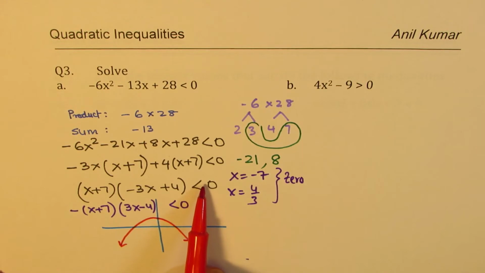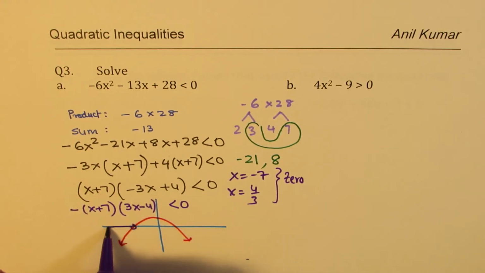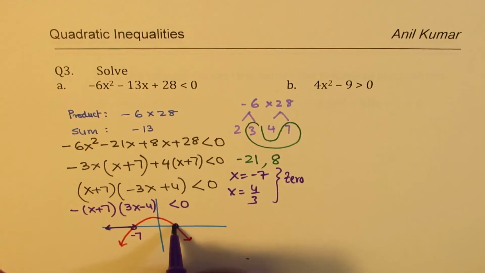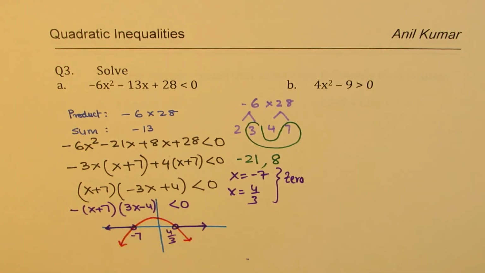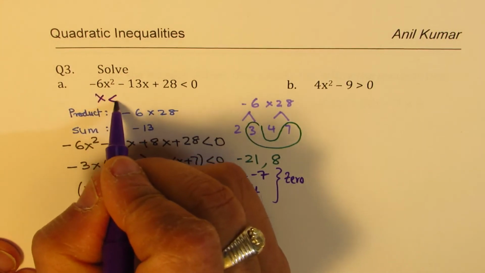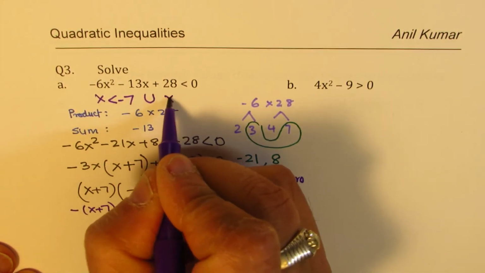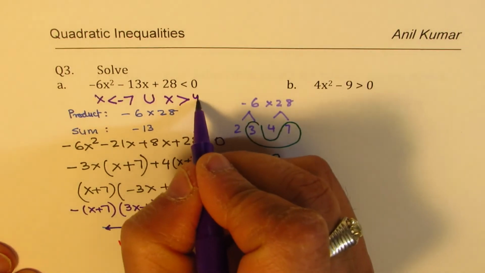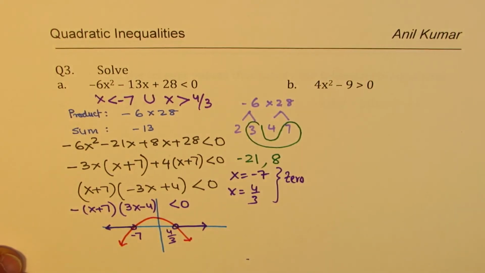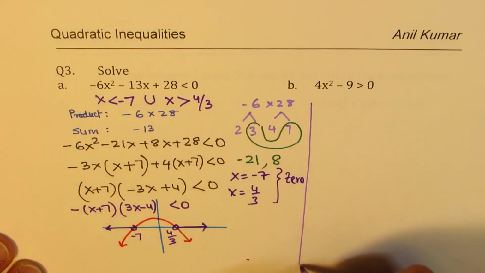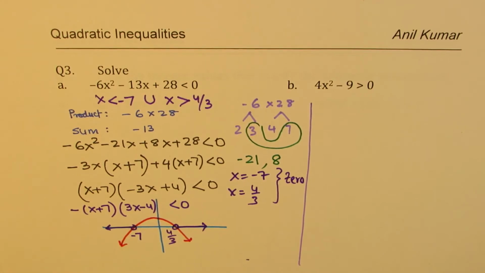Since we are looking for values which are less than 0, the solution will be what? The solution is going to be on the left side of the first zero, which is at minus 7, and on the right side of the second zero, which is at 4 over 3. So the solution for this will be that x should be less than minus 7 union x should be greater than 4 over 3. Does it make sense? So that is how we are going to solve this question. I hope the method is absolutely clear. It's slightly more difficult than the previous questions.